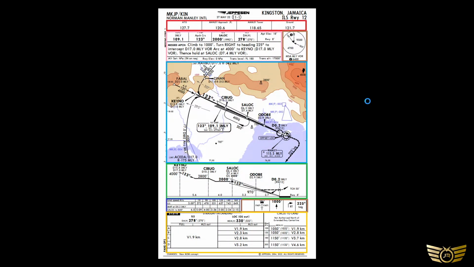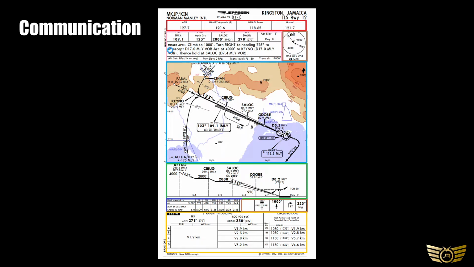But first, let me give you one tip about approach plates. Let me introduce you the different sections you have on approach chart. The first section is for communication, from left to right. As you're going to approach an airport, you're going to need first the ILS, then the approach frequency, the tower frequency, and the ground frequency.